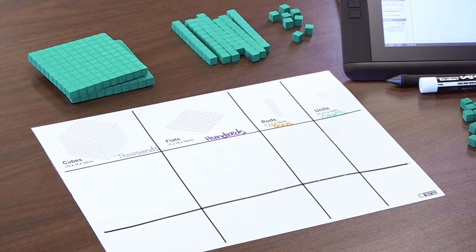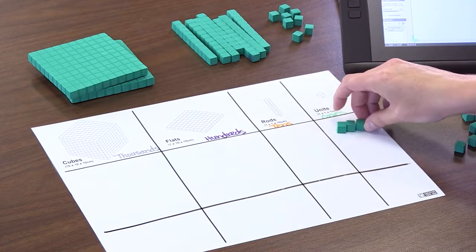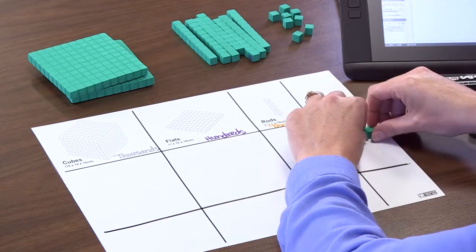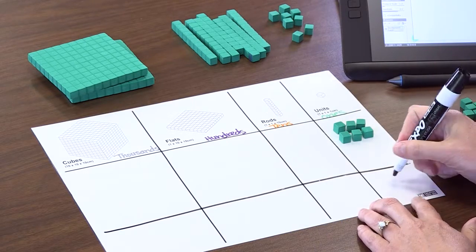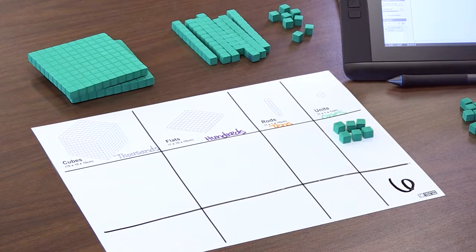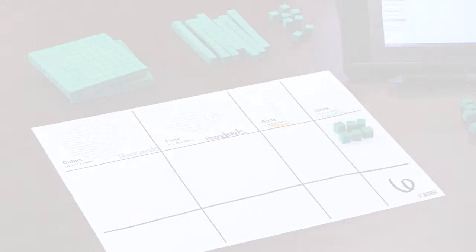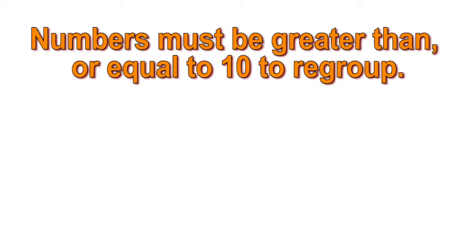If I take my review problem, 2 times 3, and place it in the place value chart, I have 2 groups of 3. What is the answer? It's 6. Is regrouping required for a number like 6 in the ones place? Students should understand that regrouping is not required. The number must be over 10 in order to regroup.